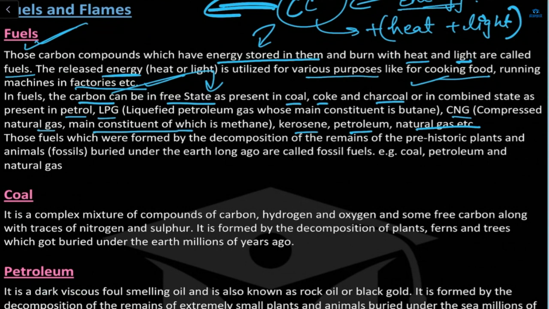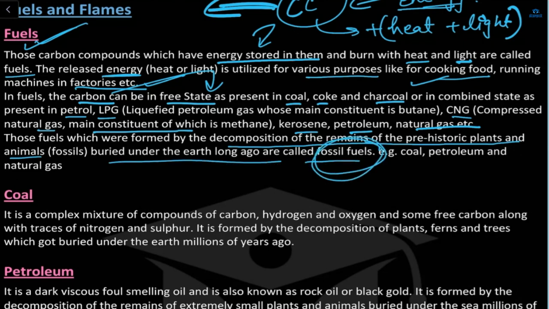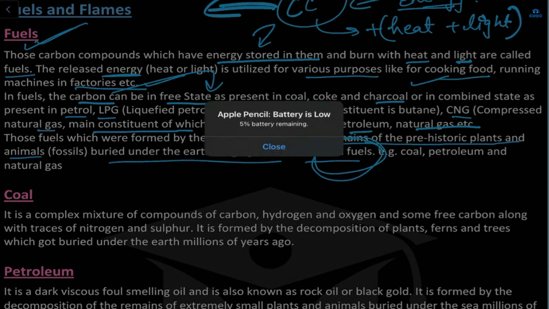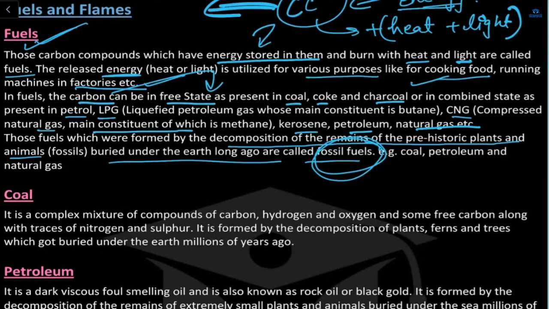Those fuels which were formed by the decomposition of the remains of prehistoric plants and animals buried under the earth long ago are known as fossil fuels. So we all know what a fossil fuel is. How is the formation of fossil fuel possible? With the help of dead plants and animals buried under the earth long ago. Then this fossil fuel will be converted into coal, petroleum, or natural gas.